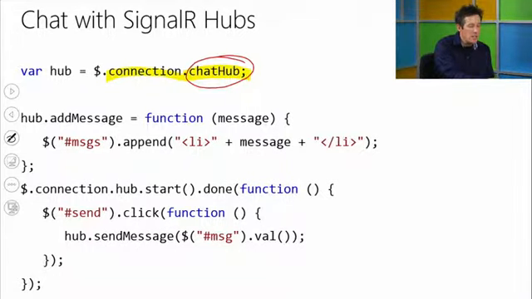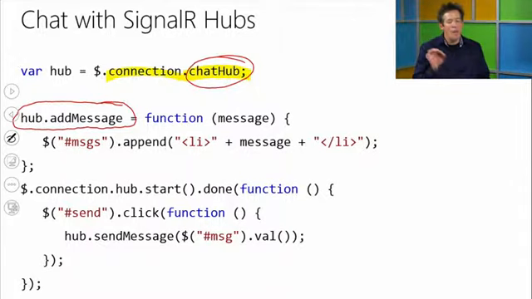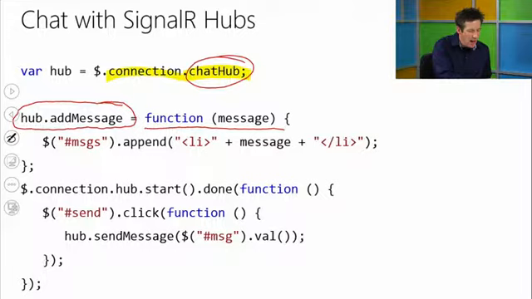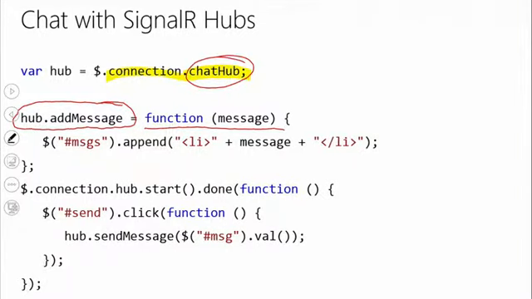And that is this little part right here. You'll notice we're just simply going to say hub addMessage equals, and then we're going to point this at a function. Now, if I just highlight that part right there, just the highlighted part, ignore everything else, ignore the man behind the curtain here. Here's what I want you to notice.